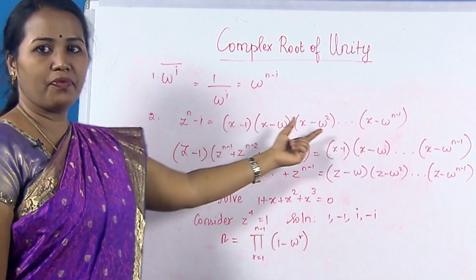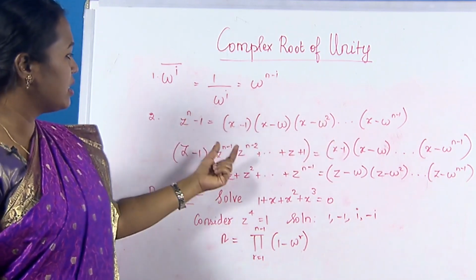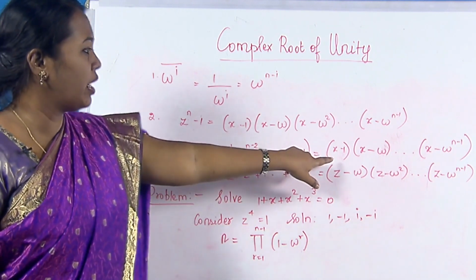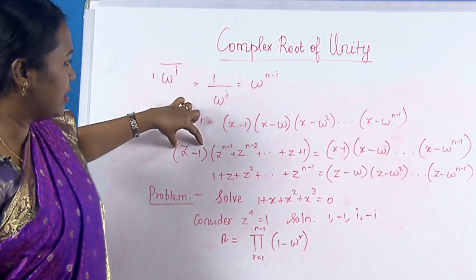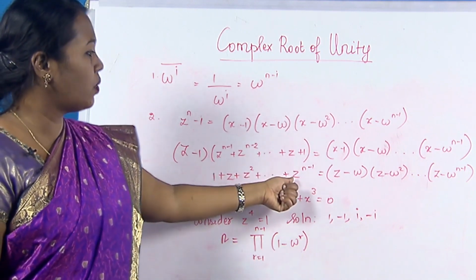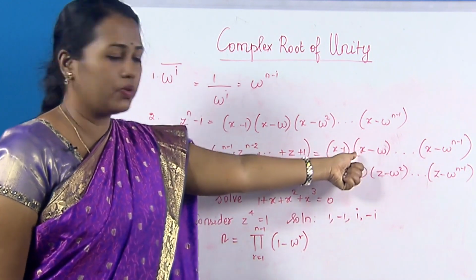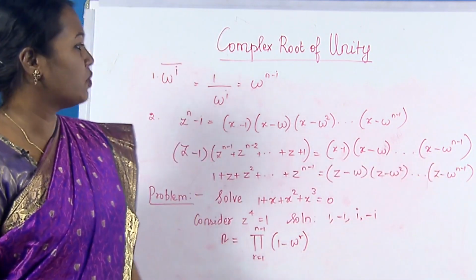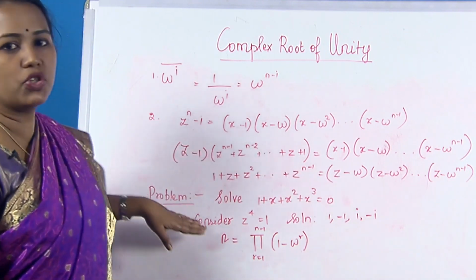So we write it in the form of factors, and therefore this can be further written as z minus 1 times z power n minus 1 plus z power n minus 2, and so on up to z plus 1. So x minus 1, x minus omega, and so on. And clearly this can be cancelled, and you are left with 1 plus z plus z squared and so on up to z power n minus 1 is equal to, substituting z instead of x, z minus omega, z minus omega squared, and so on up to z minus omega power n minus 1. Now keeping this equation aside, let us go to a problem.